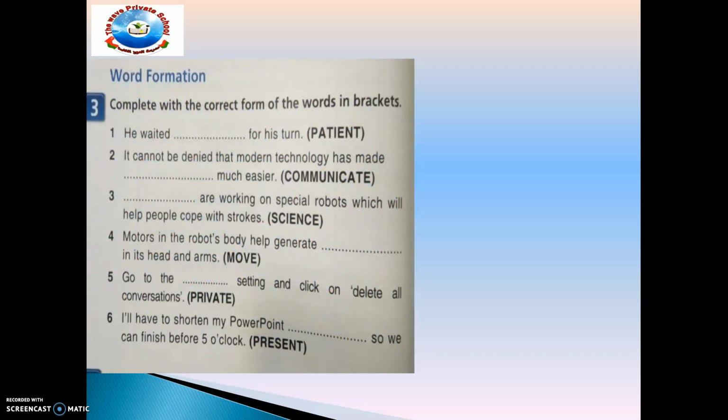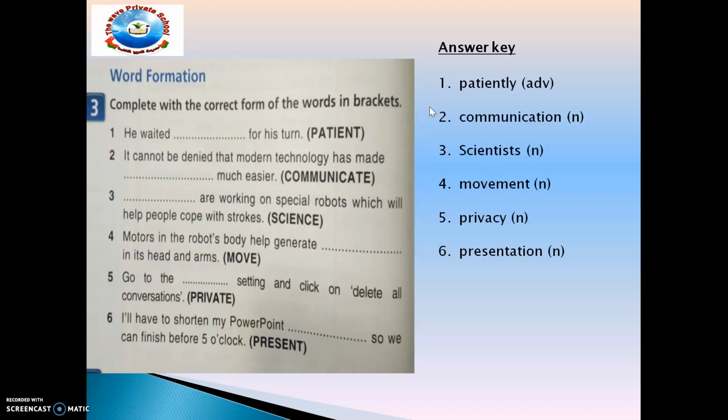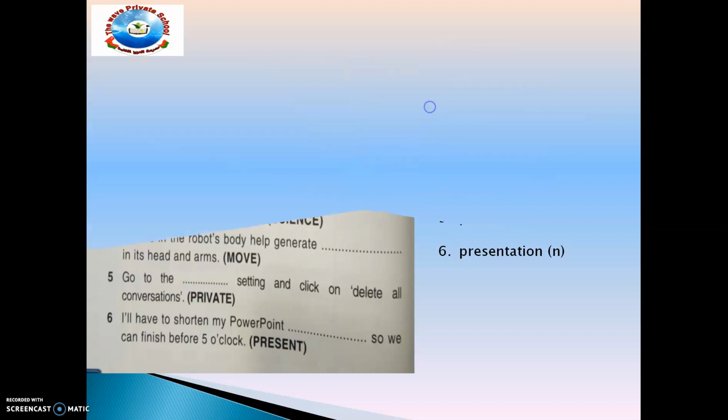Here we have exercise 3, word formation. We stopped at exercise 2 the other time. So exercise 3, what is the aim of this exercise? Here we want to practice word formation. So say complete with the correct form of the words in brackets. These words in brackets are patient, communicate, science, move. So we want to complete. You can check the answers here. Good. Please, I want you to pause this video and write the correct answers into your note or your textbook.